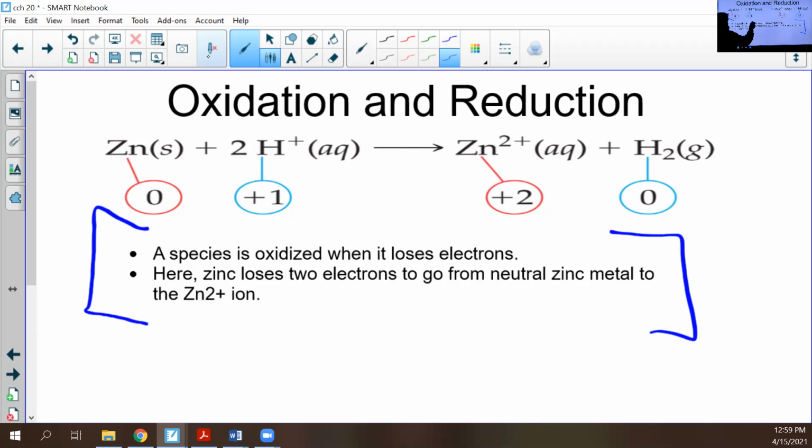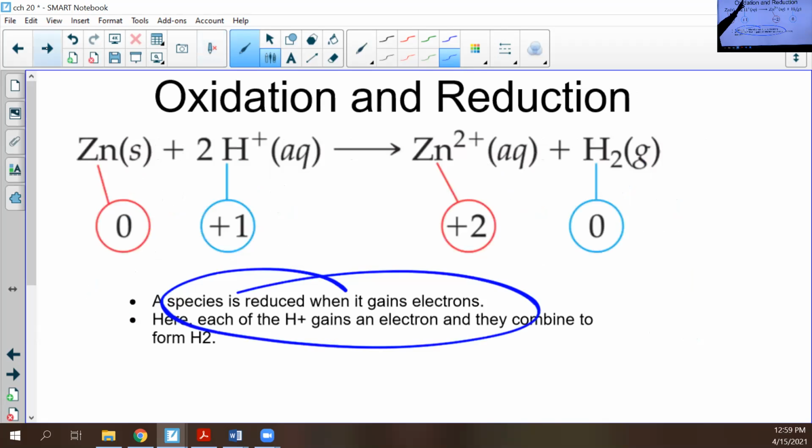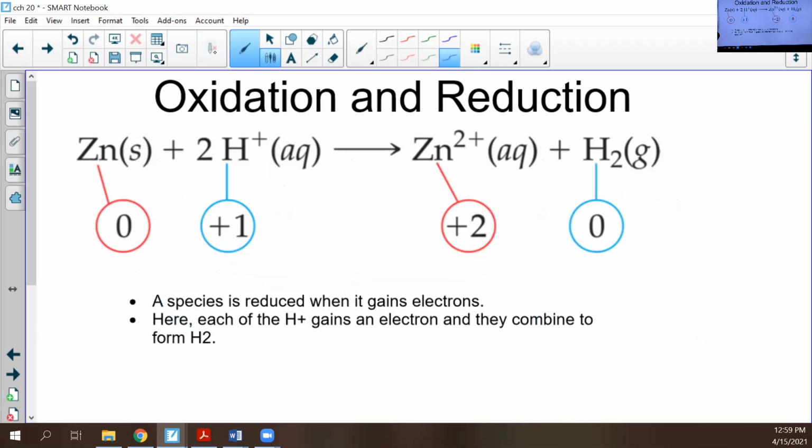So if you lose, you are oxidized. If you gain, you are reduced. And that vocab really bugs people. How do you gain something and you get reduced? It's a negative. You gain a negative, you are reduced. I know it's weird. We need to go back in time and fix all this. Stick with me.